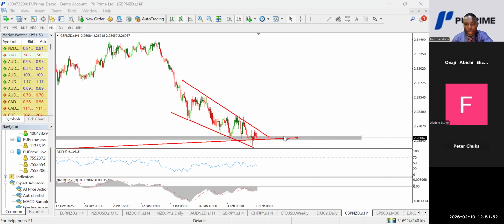All right, I'll check two other instruments that are already listed here: USD JPY, USD CAD, and NAS 100. So let's check them out.